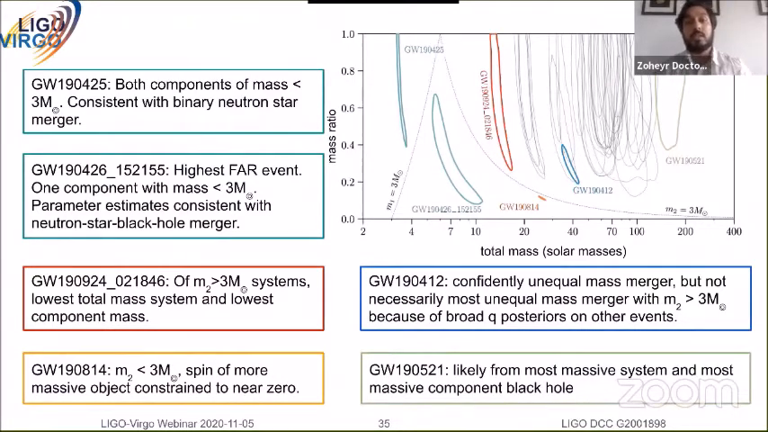And then lastly, GW190521. This is again an event that was published before, that you've seen. And this is likely from the most massive system that we've seen and most massive component black hole. All right, next slide, please.